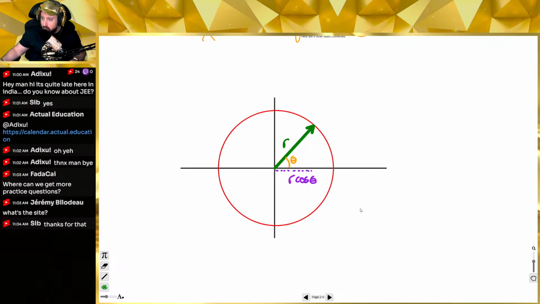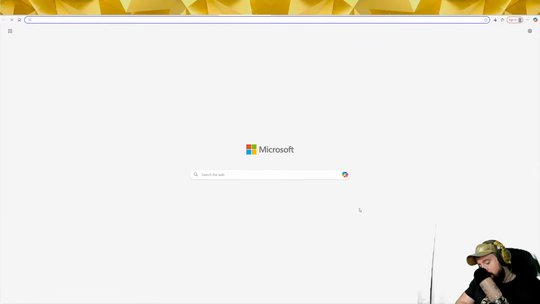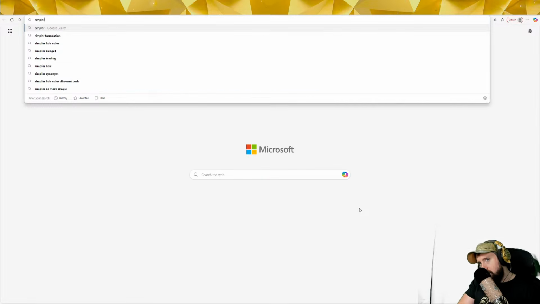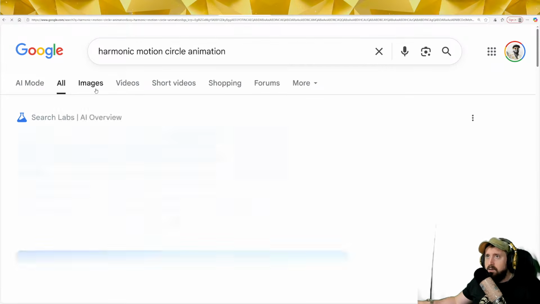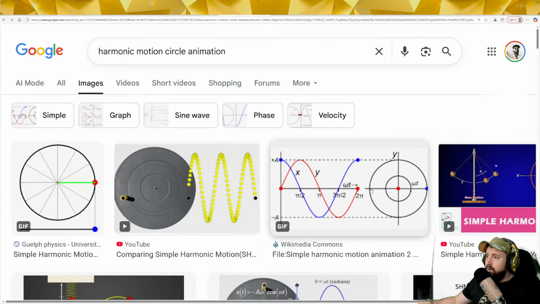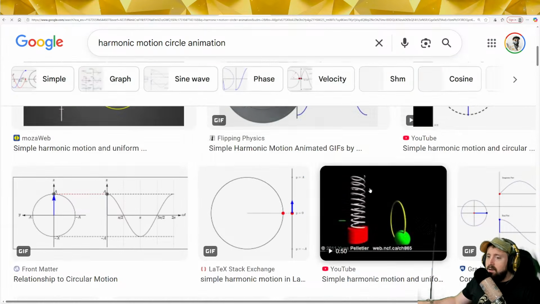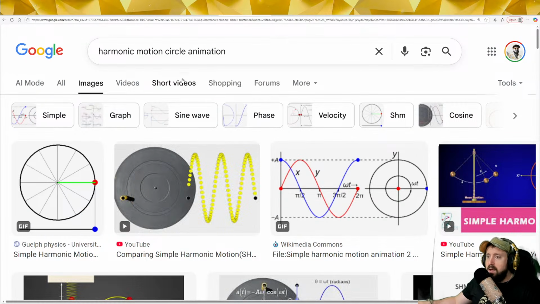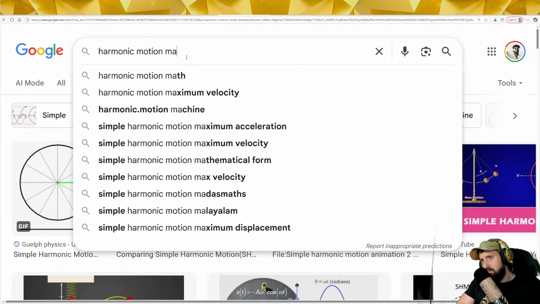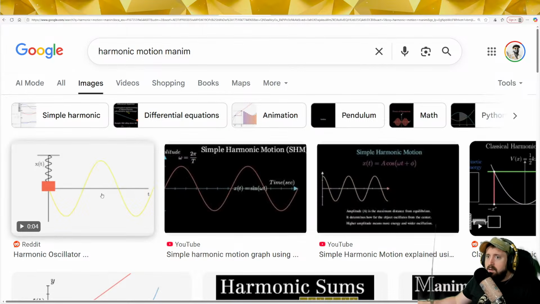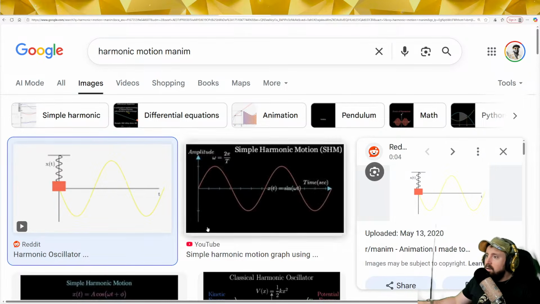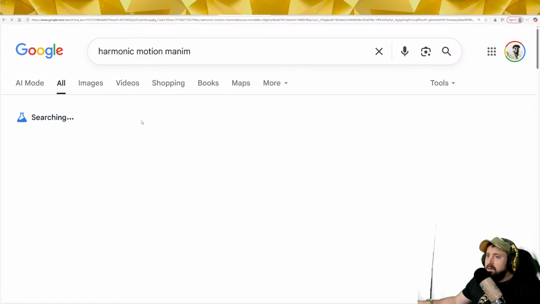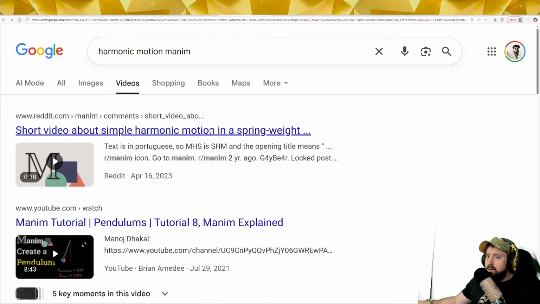I think how we usually do this is there's a picture for this. Let me think. So, harmonic motion circle animation. I'm sure someone's done one at some point. Let's see. Yeah, this is always very cool, but I want it in, you know what? Someone's done it on Manim. I know they've done it in Manim. Harmonic motion Manim. Sometimes there's a video of it on YouTube or something.